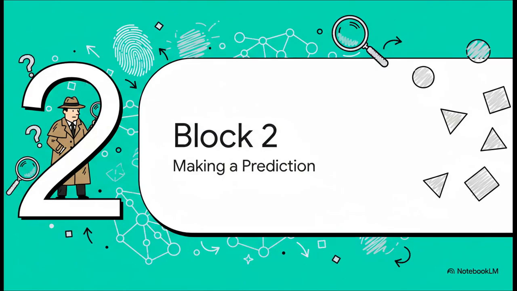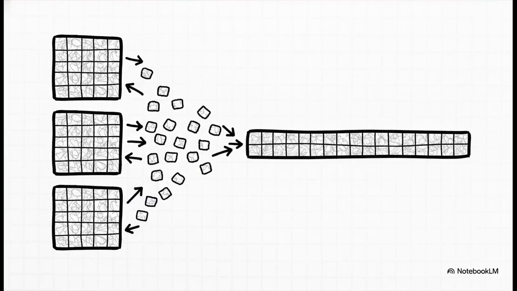Okay, so our detective has done all the legwork. It's gathered all the clues, from the simplest edges to more complex shapes. Now it's time for block 2, making a prediction. This is where we finally solve the case. But before it can make that final call, the network has to get all its evidence organized.